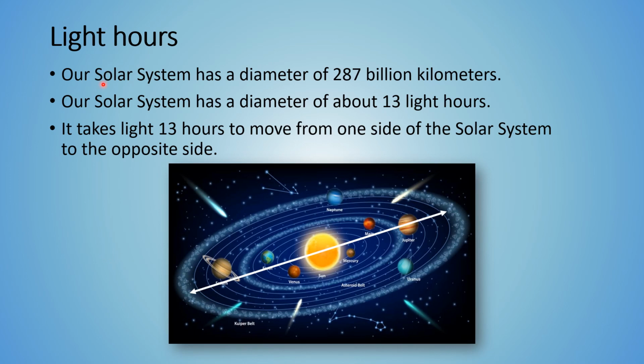Then, as we said earlier, our solar system has a diameter of 287 billion kilometers. But it takes light 13 hours to move from one side of the solar system to the other. So that is why we say that our solar system has a diameter of about 13 light hours. That is how big our solar system is.